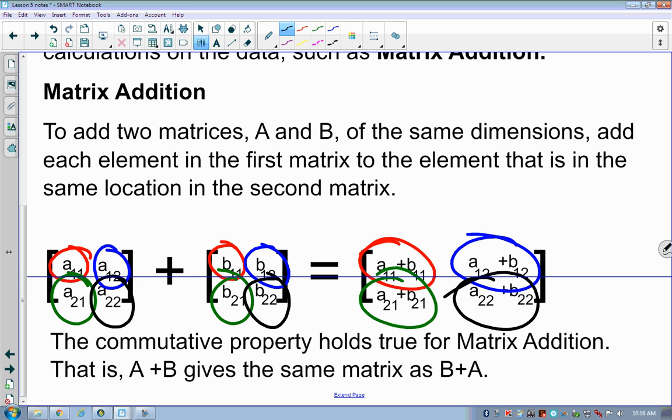So the commutative property holds true for matrix addition, that we can add A plus B, but it's not going to be any different than if we'd added B plus A. We can put those things in any order because it's just addition.